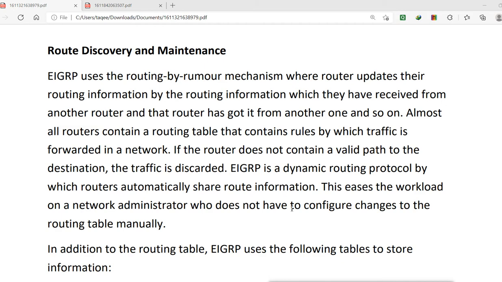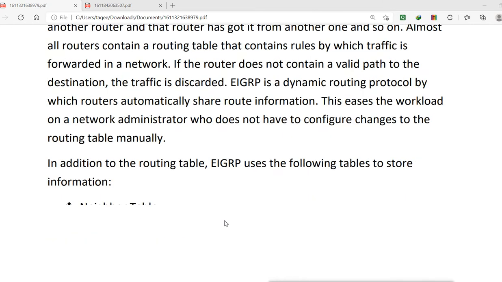Now EIGRP is a dynamic routing protocol by which routers automatically share the route information, and this eases the workload on network administrators, who do not have to change the routing table configuration manually. That means if you do static routing, what do you have to do? You have to configure the routes manually. But EIGRP is a dynamic routing protocol, so it does it dynamically, automatically. So the administrator doesn't have to do these things.